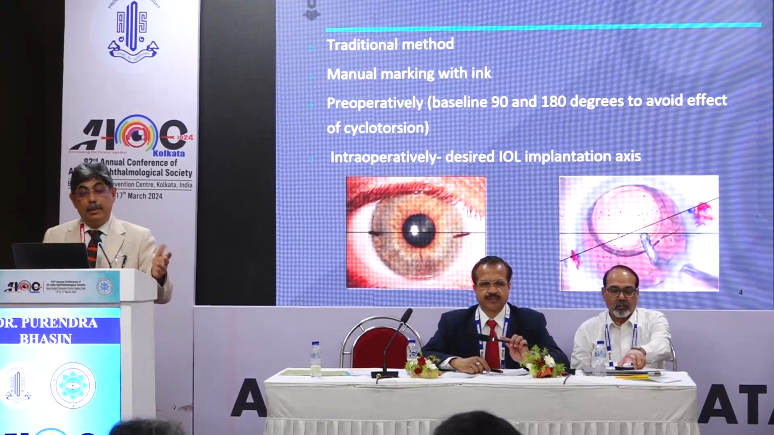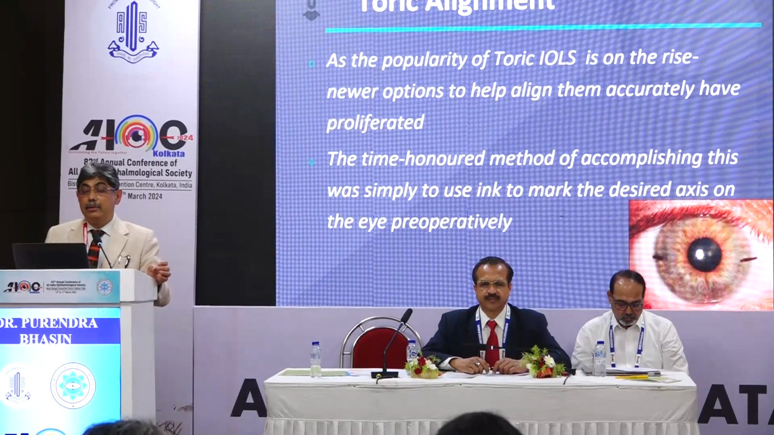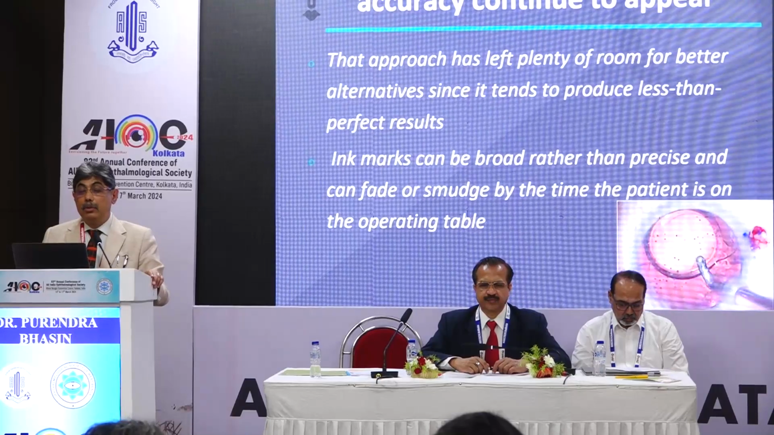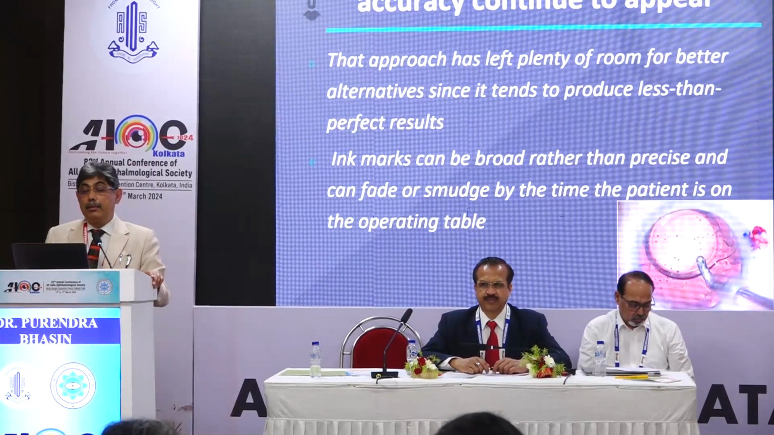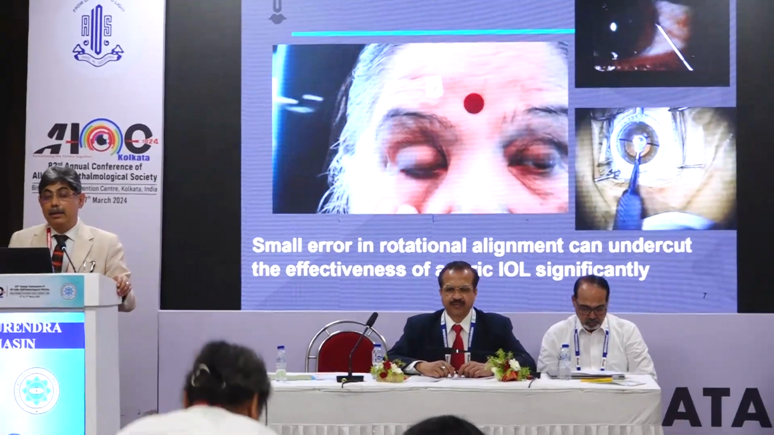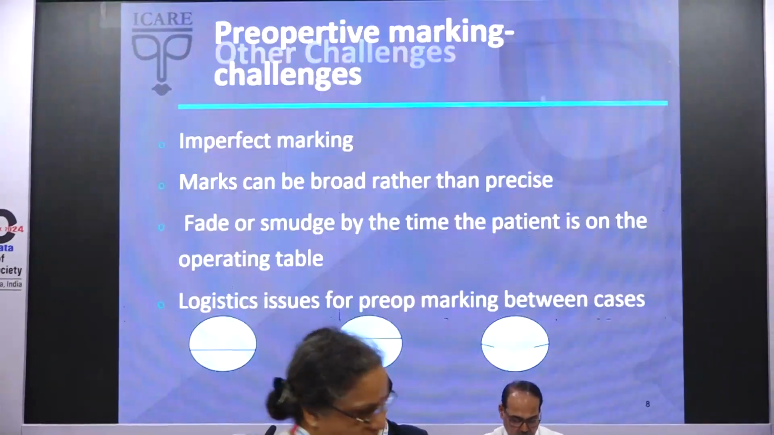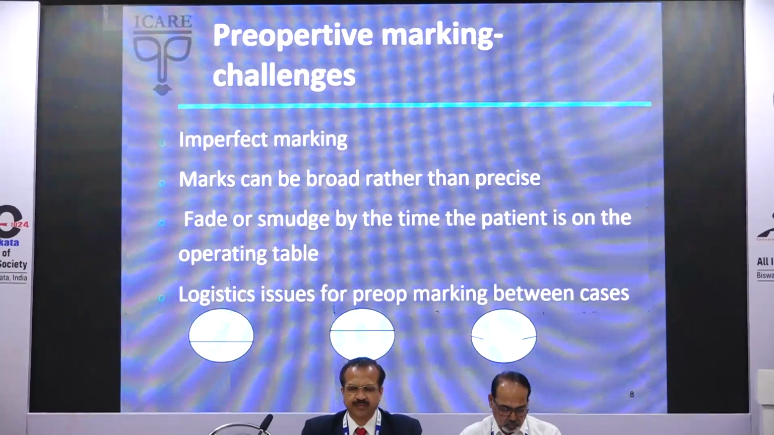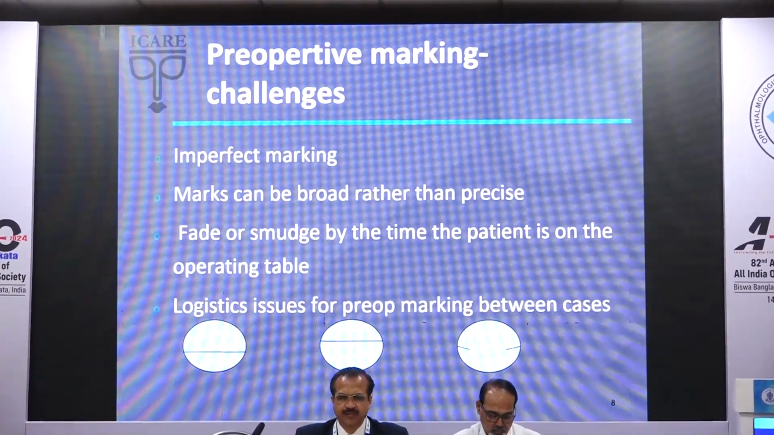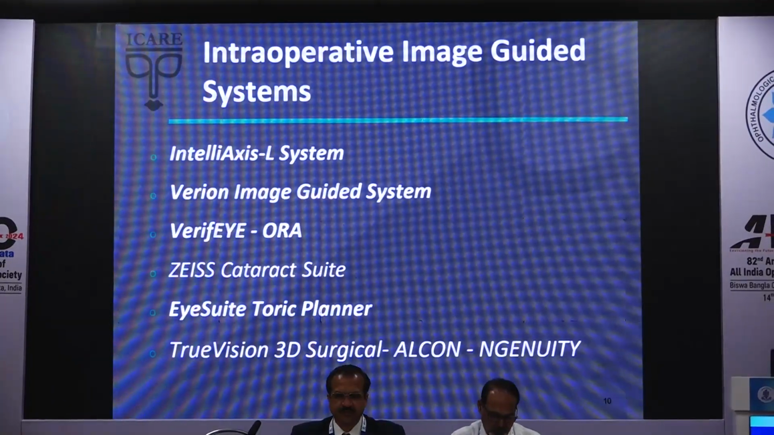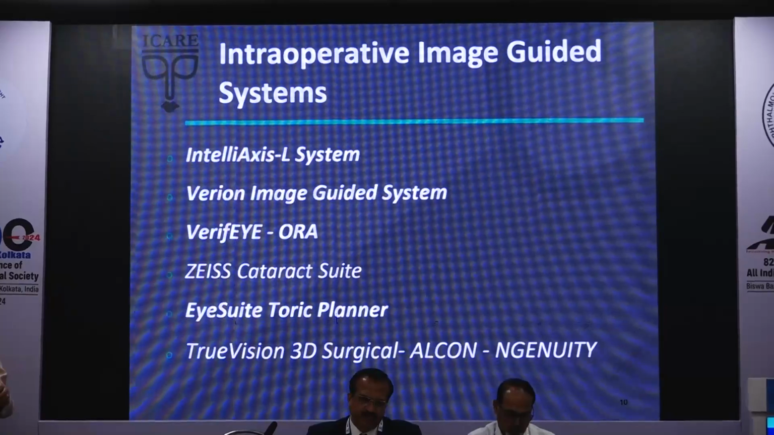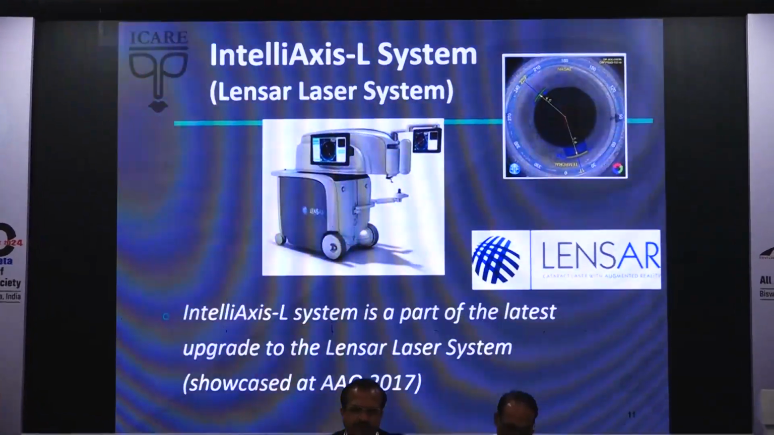Traditional method is manual marking. The latest technology for toric IOL is the digital marking system, to increase the accuracy, which is very important. This is a bubble marker which we have used and demonstrated also. Pre-operative marking challenges we have discussed earlier, and the mark can be broad. So these are the new image-guided systems: the IntelliAxis L system and the Verion system, I will be taking it further.